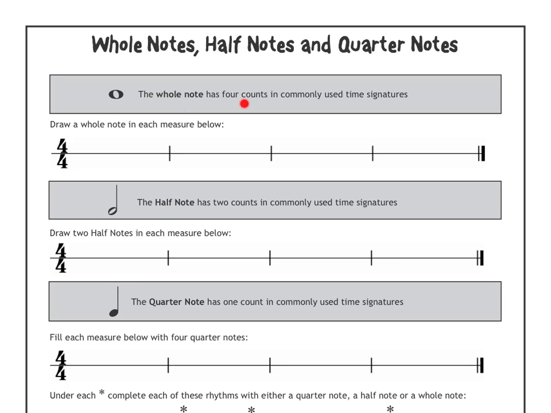The upper number is the number of beats we have in a bar. A whole note gets 4 counts, so that's why they say draw a whole note in each measure. One whole note per measure. So a whole note can go either below the line or on the line, it doesn't matter. But you put 1 because one of them fills the bar, because it has 4 beats.